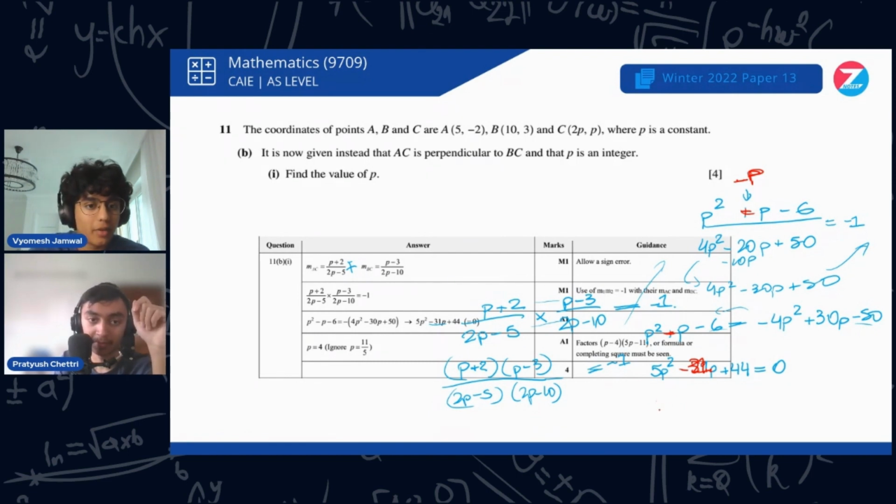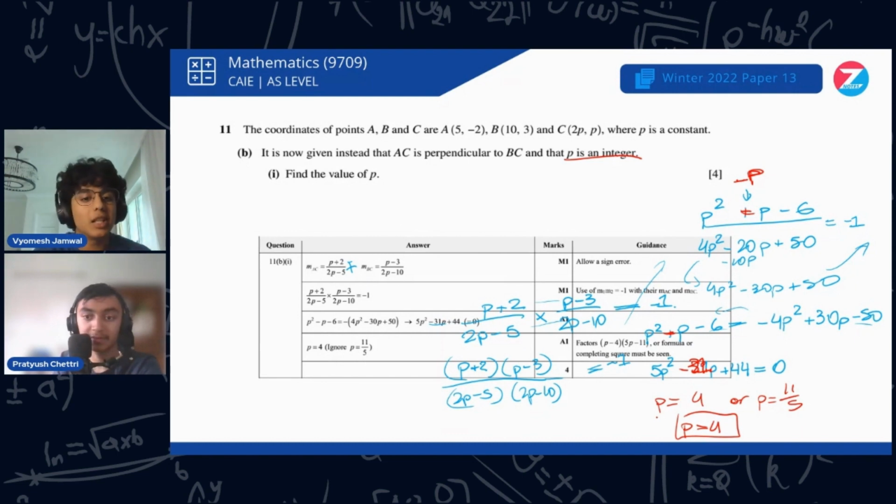Because then we would have gotten P final. P equals 4 or P equals 11 over 5. And since, remember, P is an integer, P has to be 4. Basically, P plus 2 times P minus 3 would be 3P minus 2 plus 2P. So that's like minus P. So that's where our mistake was.